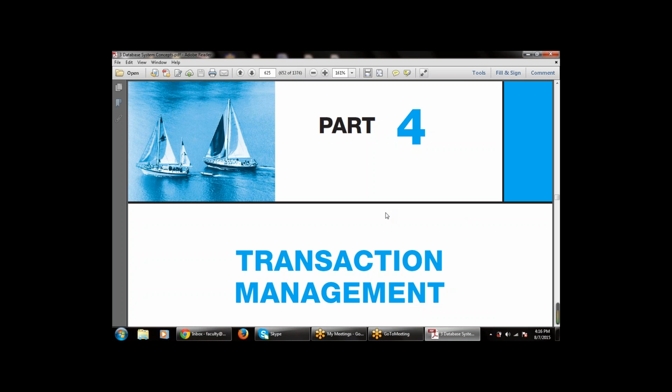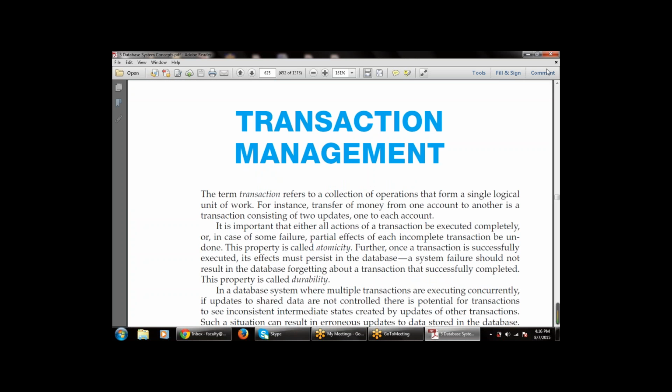In the last class we finished chapter number 13, the last chapter, in which we talked about query optimization. Now the next part, part number 4, is transaction management. So let's start with transaction management.